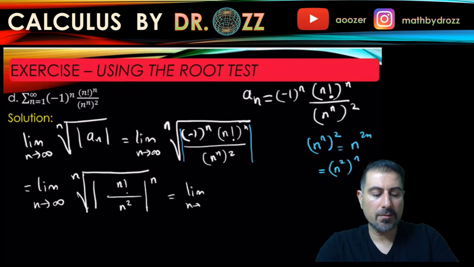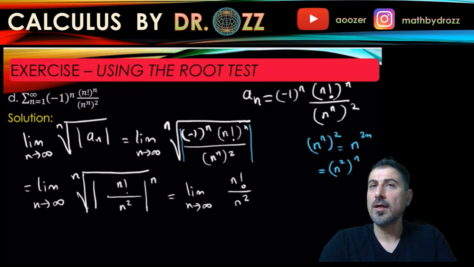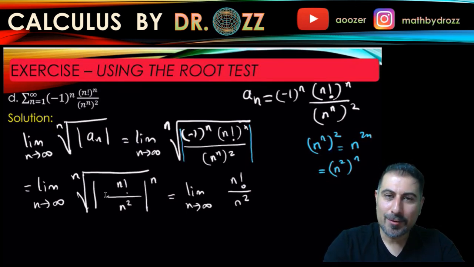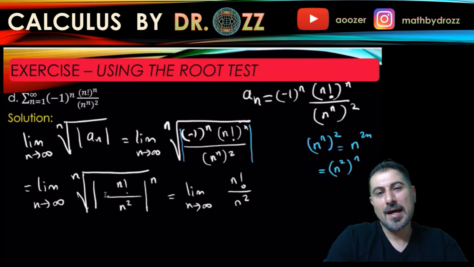When you take the nth root, this becomes n factorial over n squared, and since this is a positive expression, I don't need to carry forward the absolute value sign. As n approaches infinity, n is large, so the top and the bottom are always positive. At this moment, you can stop the video and start thinking about what this limit could be. So it's n factorial over n squared.